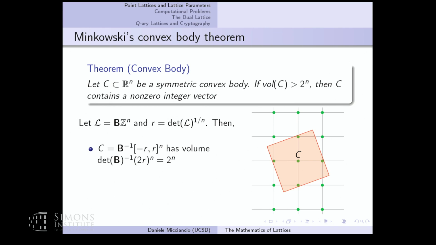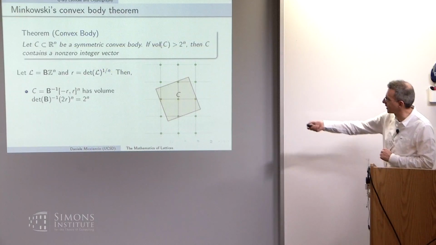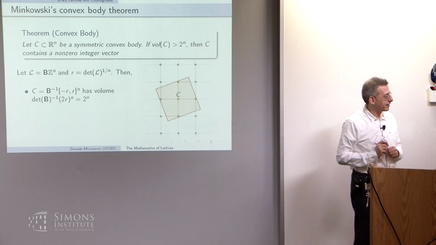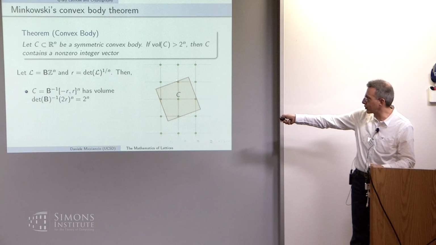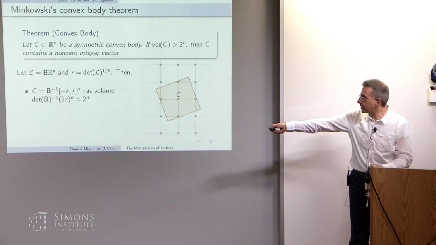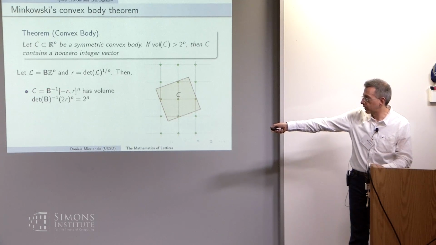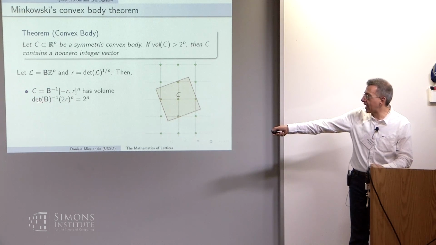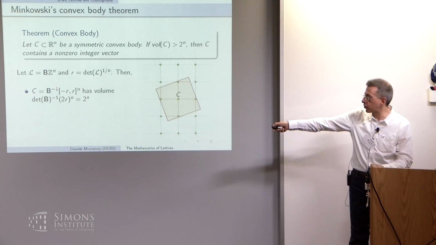Here the transformation is just a rotation, because that was the easier one to draw on the slide. But generally this is an arbitrary linear transformation. The rotation doesn't change the volume, but in general the transformation will change the volume. So this transformed cube is a convex body of volume equal to the determinant of B inverse times the volume of the original cube, which is 2R to the power n.